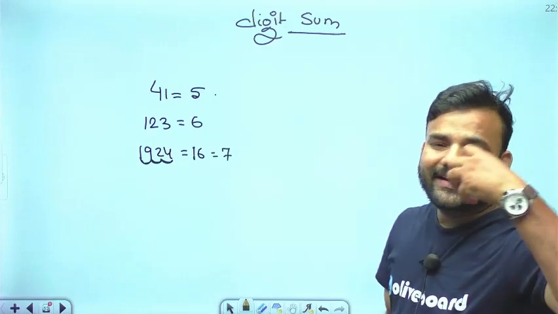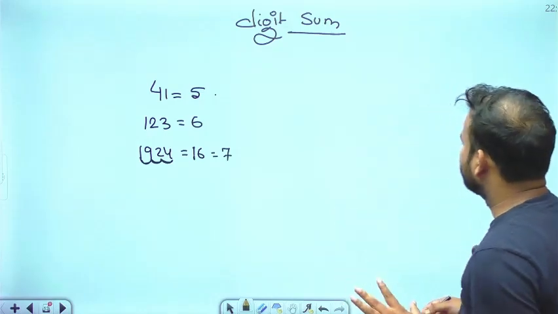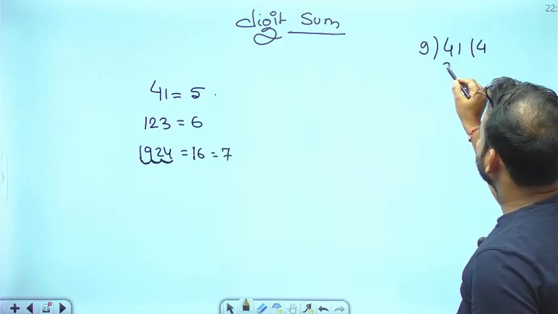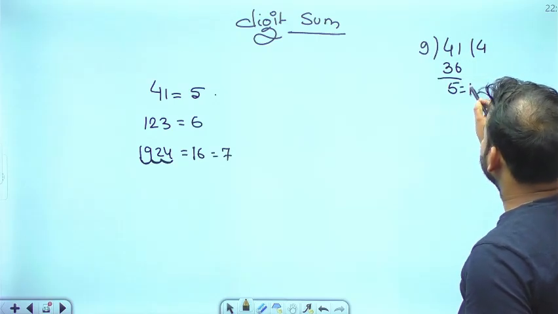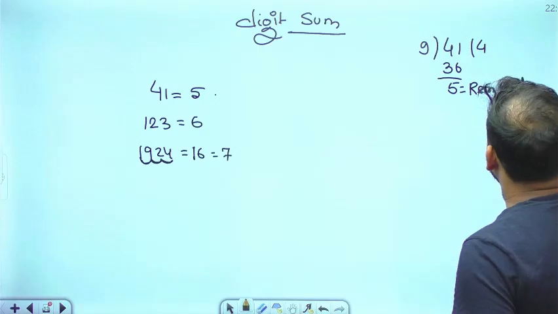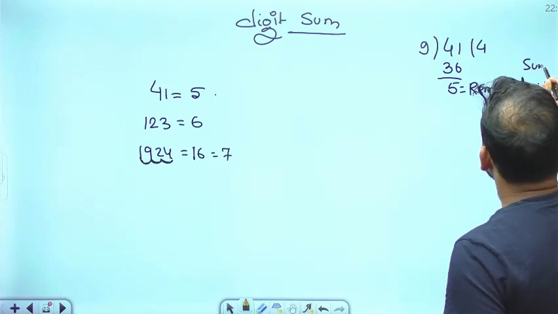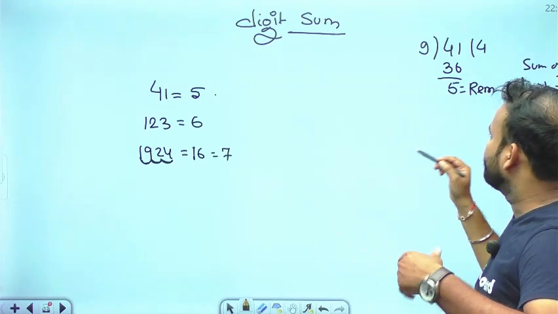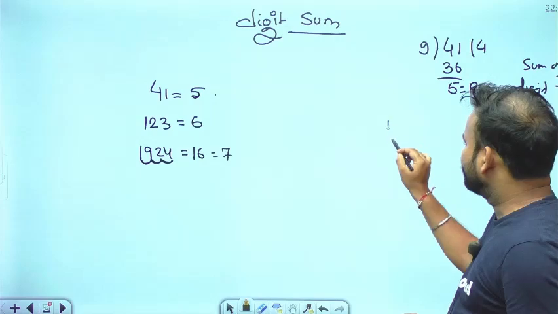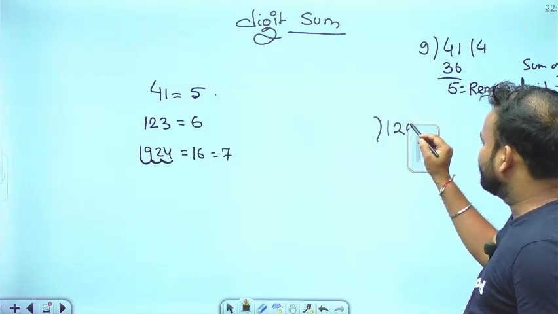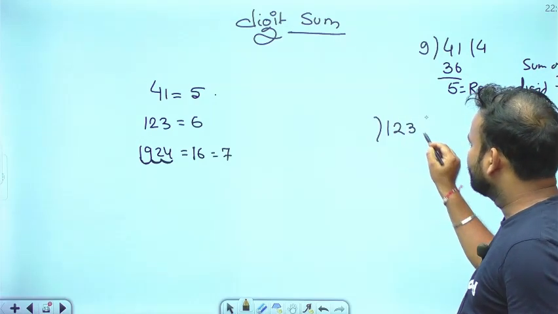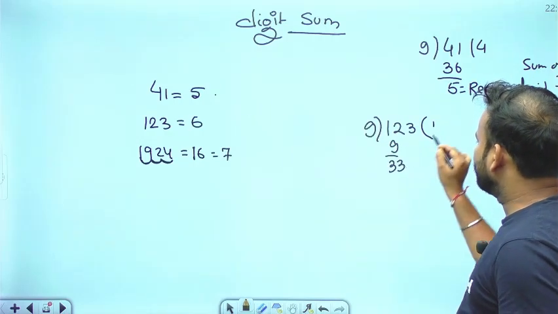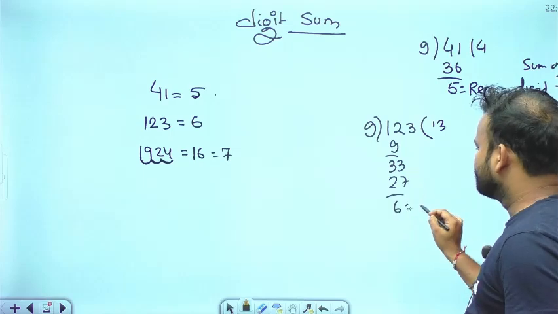What is the actual explanation of digit sum? Any number divided by 9, let's say 41: 9 times 4 is 36, so the remainder is 5. See, the remainder is equal to the sum of the digits of that number. The digit sum of 41 is 5, and when you divide it by 9, the remainder is also 5. What about 123? When you divide 123 by 9, it's certain you will get the remainder 6. Let's see. 9 times 1 is 9, 33. 9 times 3 is 27. The remainder is 6.